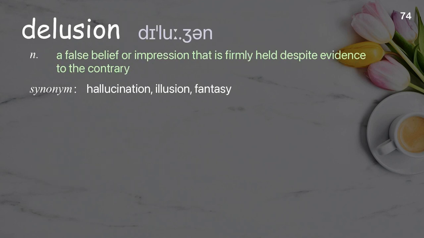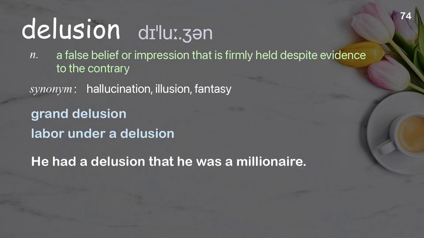Delusion: a false belief or impression that is firmly held despite evidence to the contrary. Examples: Grand delusion, labor under a delusion. He had a delusion that he was a millionaire.